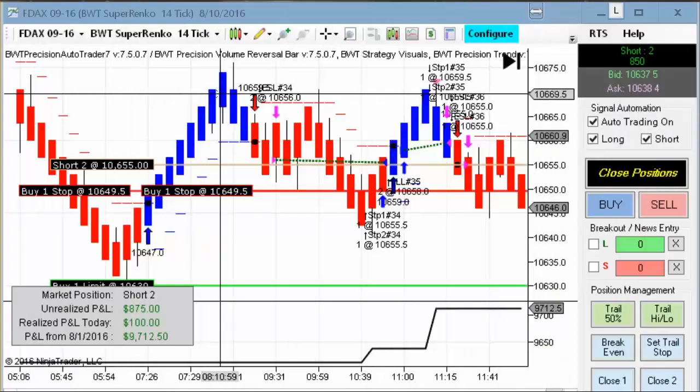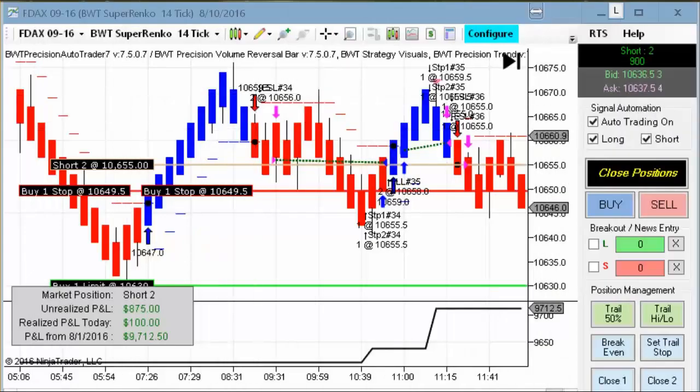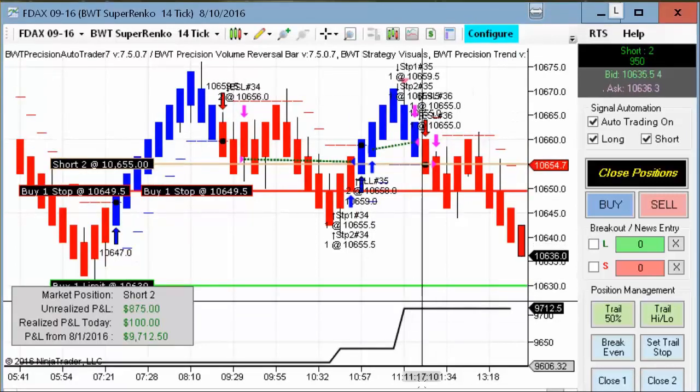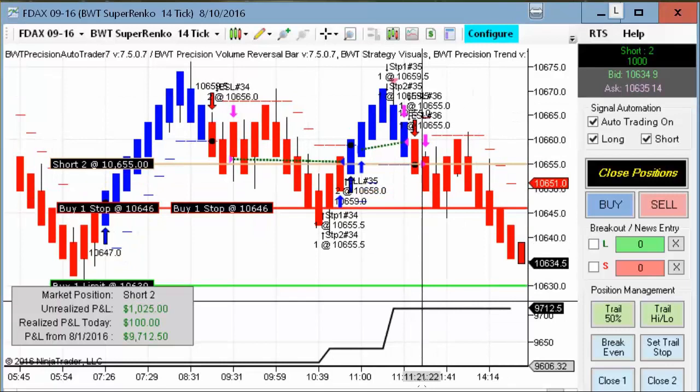Hello, everybody. Today is Wednesday, August 10th. It's 2:19 p.m. Eastern Standard Time. You can see on the chart here, this is a live trade in the DAX.